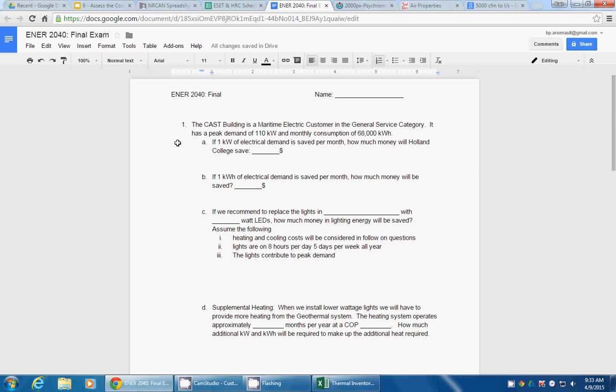Okay, so the first part is: the Cass Building is a Maritime Electric customer in the general service category. It has a peak demand of 110 kilowatts and monthly consumption of 68,000 kilowatt hours. You'll have to go on the Maritime Electric website, find the general service category, and then tell me, question 1: if 1 kilowatt of electrical demand is saved per month, how much money will Holland College save? What will you have to factor in on top of what's listed on the site?